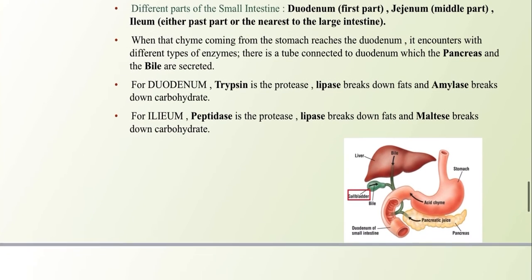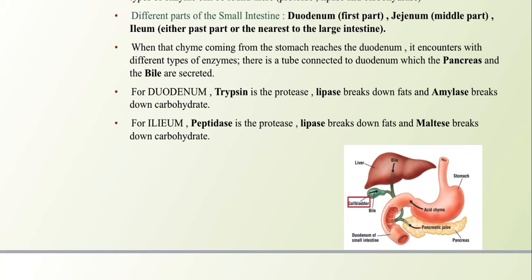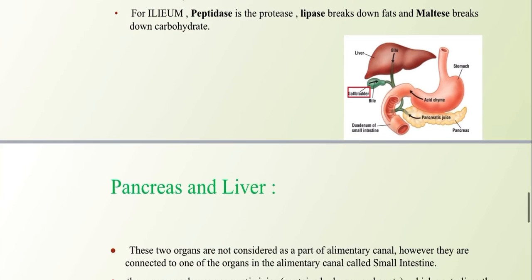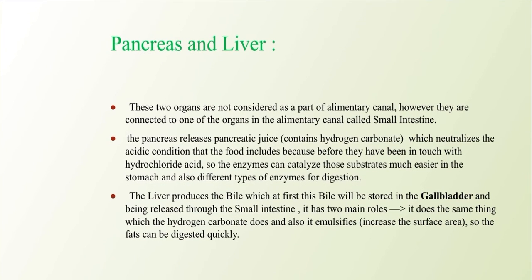So as you can see in the picture, there are some tubes connected to the duodenum of the small intestine, and these tubes lead to the liver and the pancreas. Now let's talk specifically about the pancreas and liver. These two organs are not considered a part of the alimentary canal. However, they are connected to the small intestine, an organ of the alimentary canal. They are joined together, the small intestine, the pancreas, and the liver, by a tube.